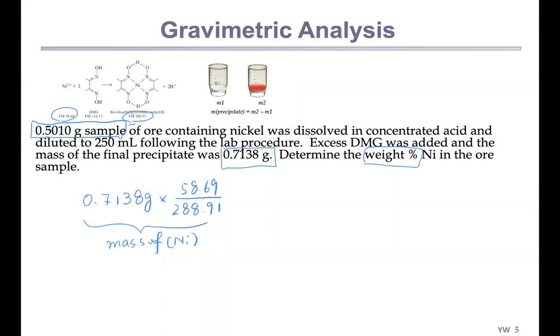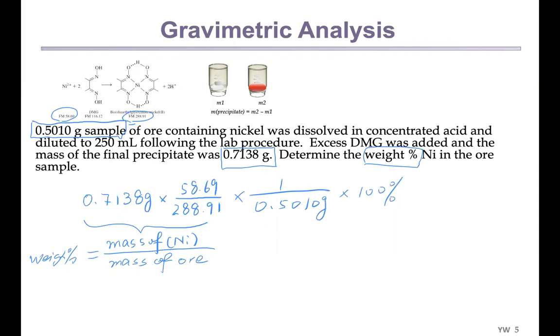You divide the result you get. So that goes in the numerator, and the denominator is just the 0.501, times 100. So you get the weight percentage. That's right. So basically, when we do the weight percentage, it's the mass of nickel over the mass of the sample, right? In this case, it's our ore sample. So what we do here is we divide it by 0.5010 gram. And for percentage, we multiply by 100%. Okay.